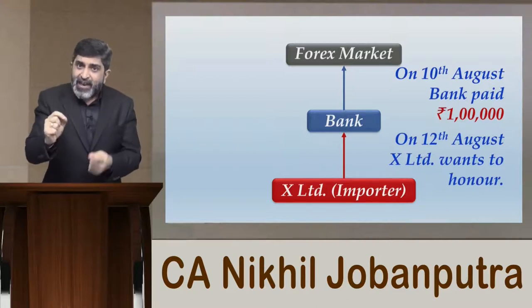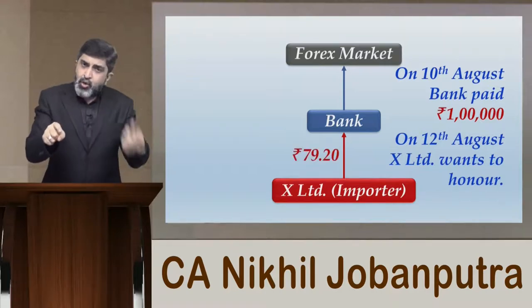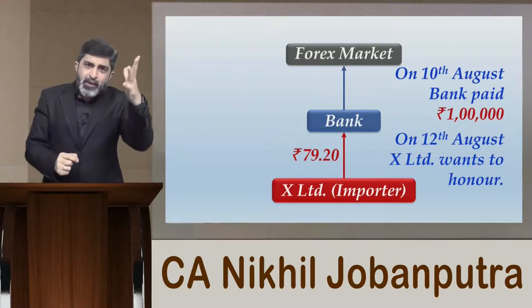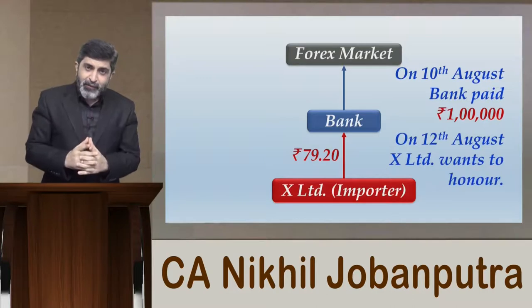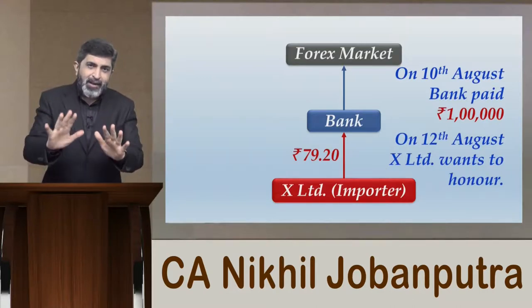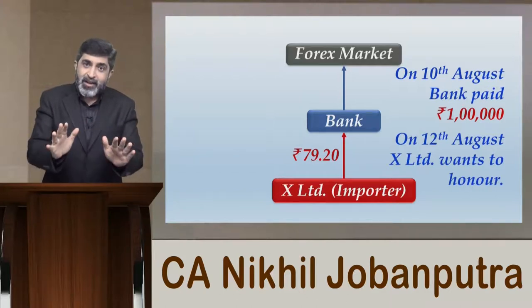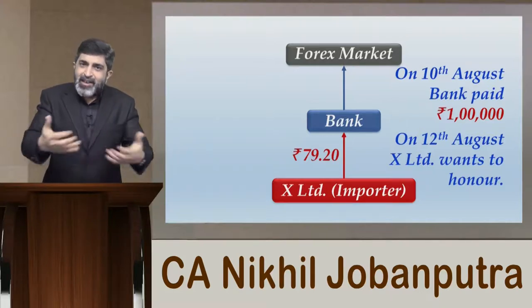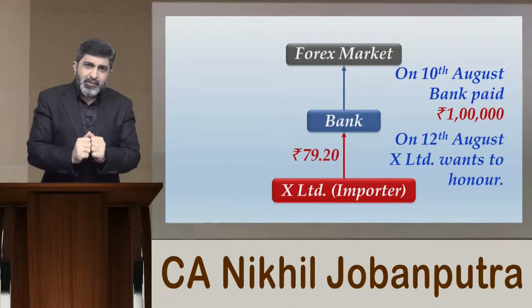And the original rate at which the customer has booked the contract was 79.2 per dollar. You have to arrange currency for the customer at 79.2, irrespective of at whatever rate you arrange the currency. This is something not justification, right? Not a justification. But FEDAI rules give complete protection to these banks also. Because ultimately, if FEDAI rules are not giving protection to banks and authorized dealers, then dealers will not agree upon these rules, right? So, what kind of protection?